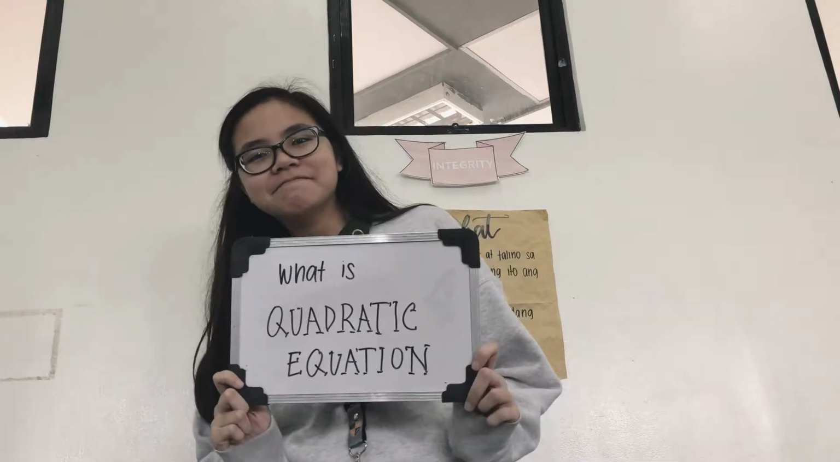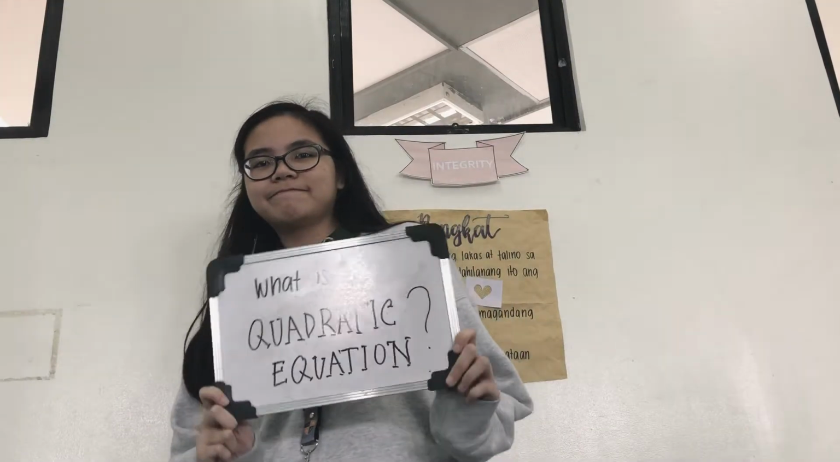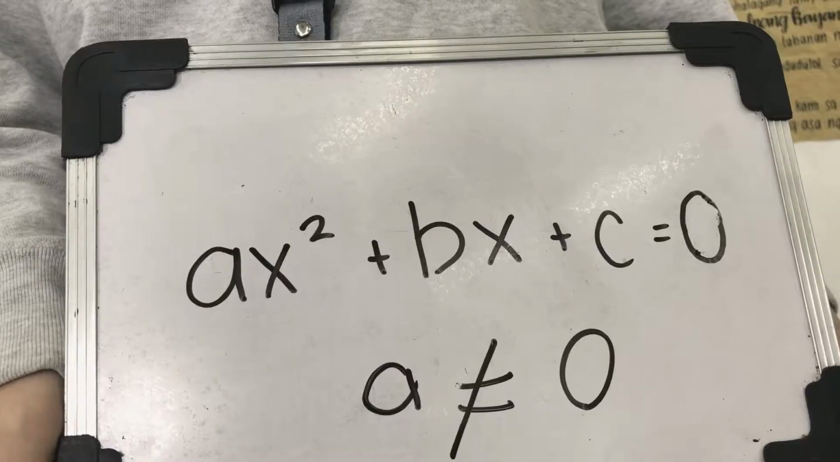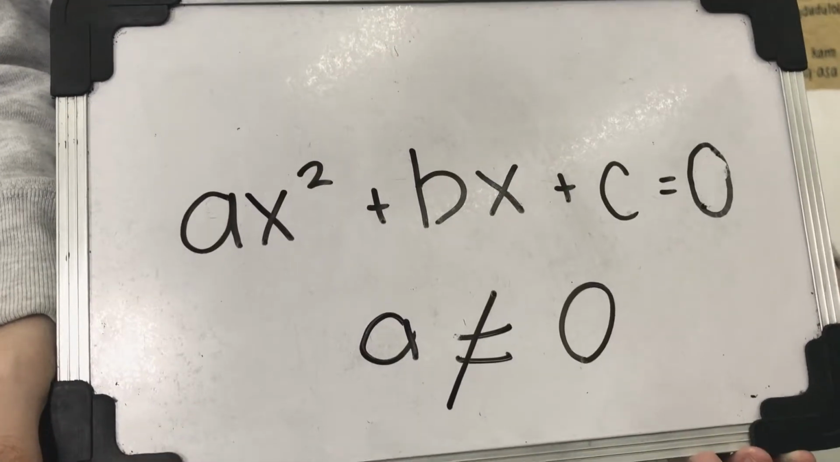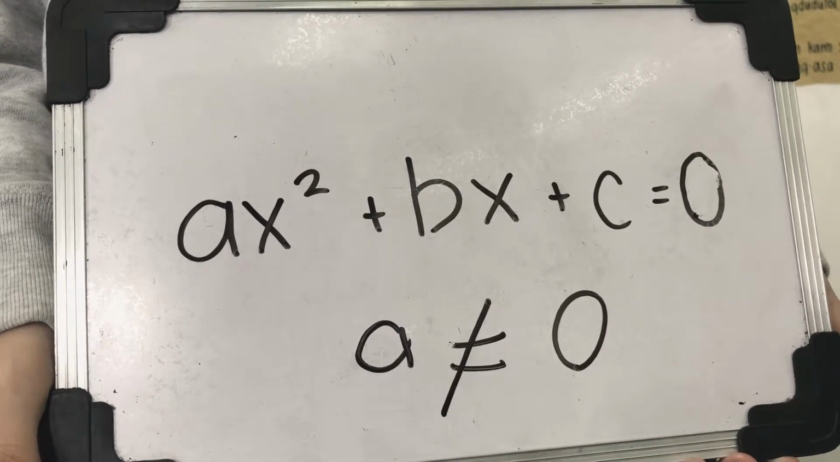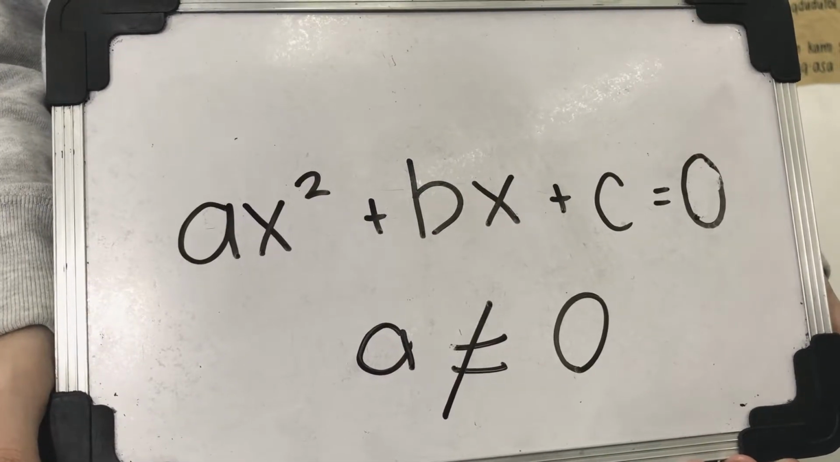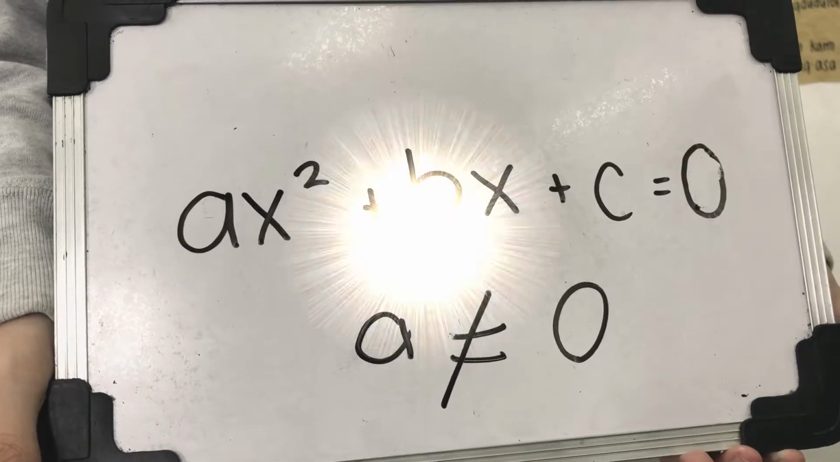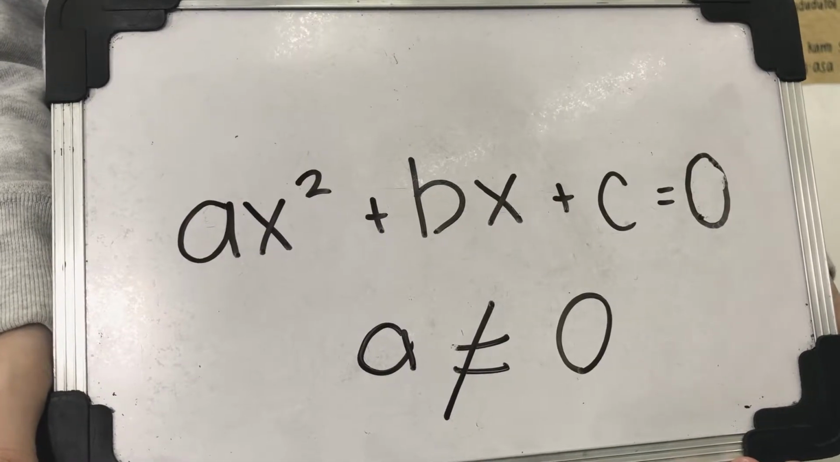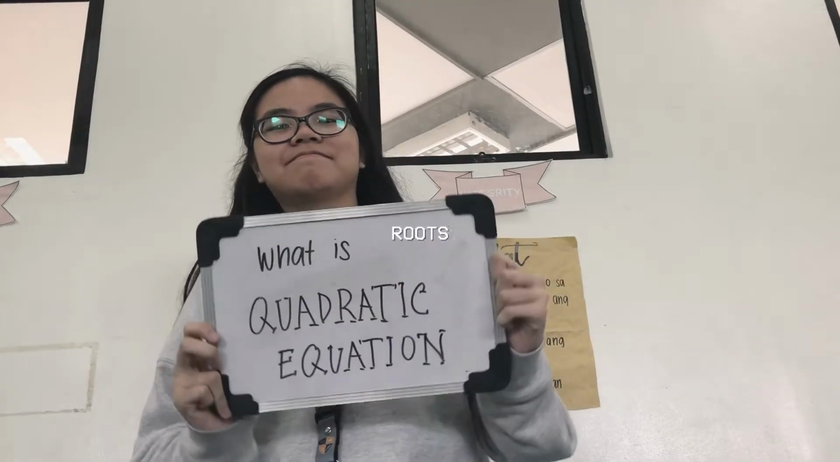Lesson 1. What is a quadratic equation? A quadratic equation is an equation of the form ax squared plus bx plus c is equal to 0, where a, b, and c represent real numbers and a is not equal to 0. In standard form, a must be a positive real number. The solutions to a quadratic equation are called its roots.